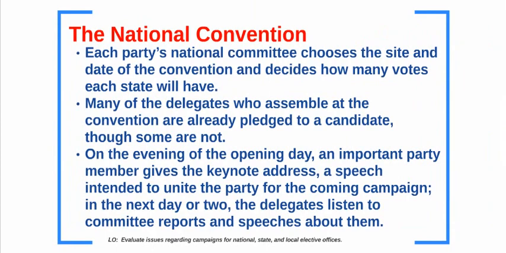The National Convention. Each party's national committee chooses the site and the date of the convention and then decides how many votes each state will have. Many of the delegates who assemble at the convention are already pledged to a candidate, though some are not. On the evening of the opening day, an important party member gives the keynote address, a speech that is intended to unite the party for the upcoming campaign. In the next day or two, the delegates listen to committee reports and speeches about them.